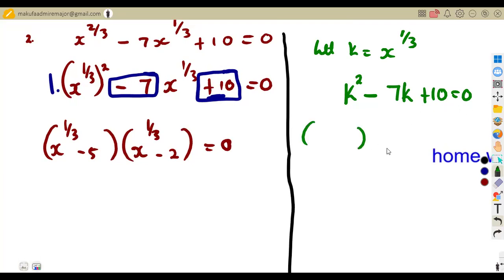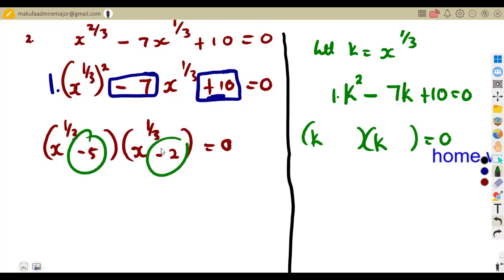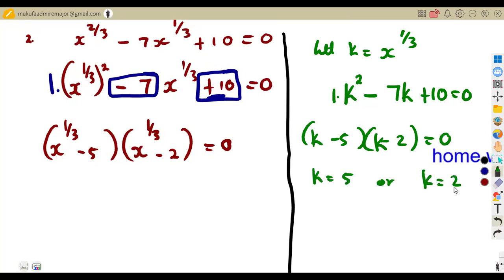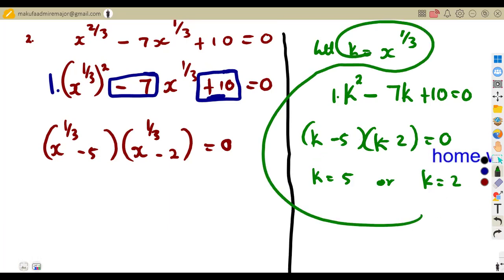On your factorization, you're going to have one and the same thing. This is K squared, the coefficient there is 1, so you're going to have K and K here. Focus on 10, what gives us a -7? Still the same numbers, -5 and -2. So K gives you a +5, or K gives you a +2. You take them now to the original substitution that we introduced.